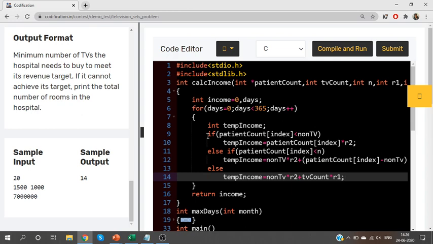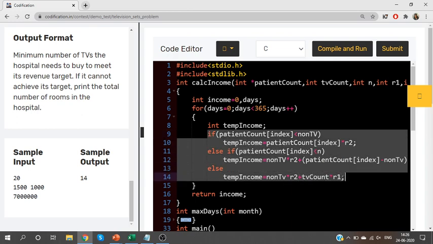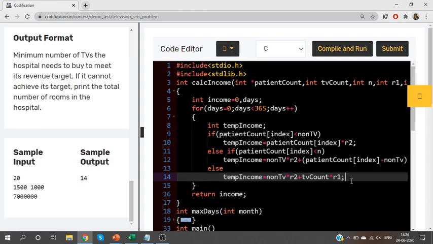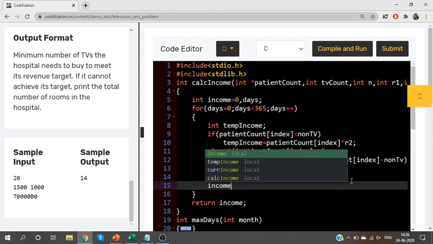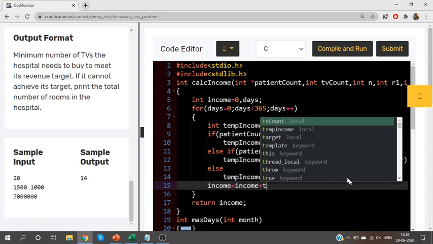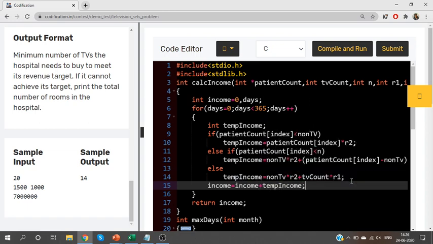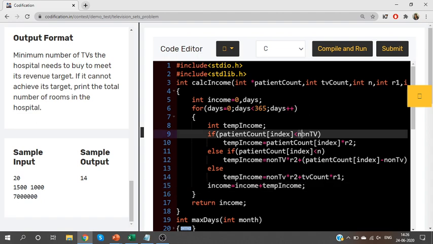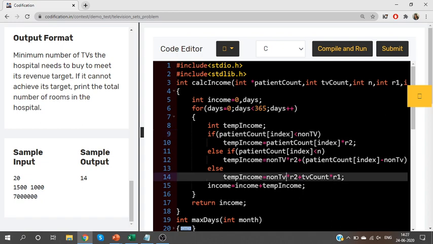So in any one of these scenarios, you will get a temporary income. Whatever value you get is added to the total income. That's it. This is the income calculation. Based on the scenario we are in, we will calculate the income. First calculate temporary income, then with that temporary income, calculate overall income. There is one extra variable I have used here, which is non-TV.